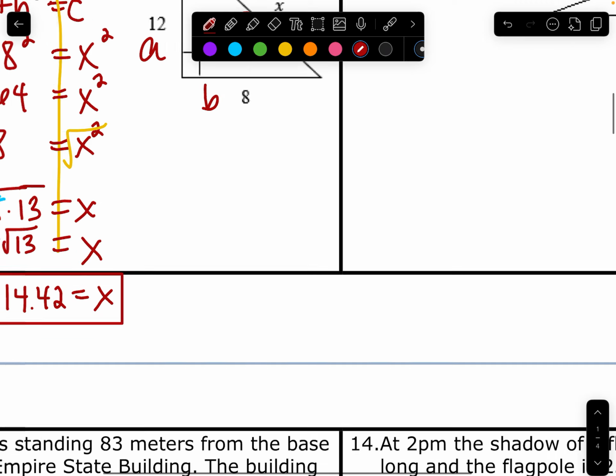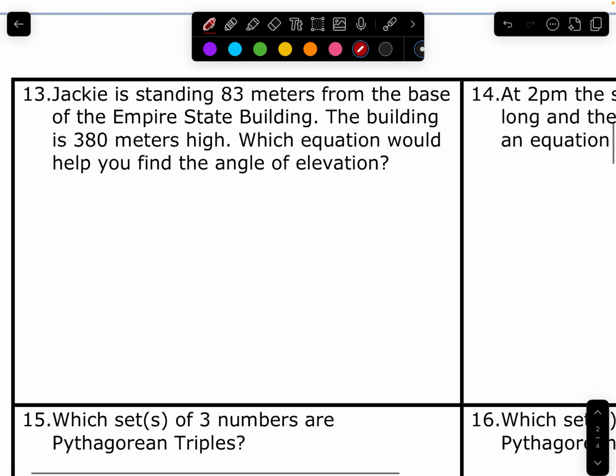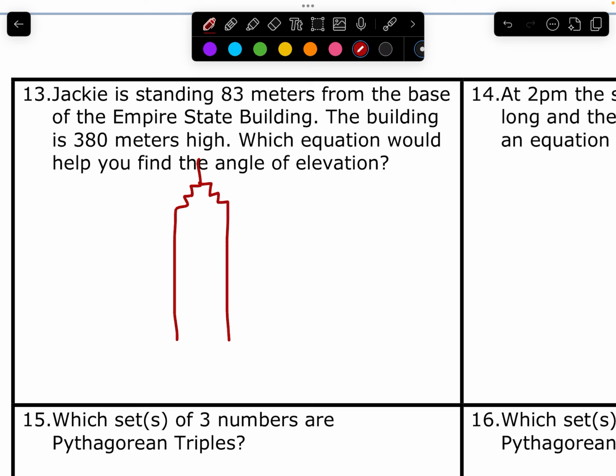Number 13. Jackie is standing 83 meters from the base of the Empire State Building. So I'm going to draw that picture. Okay, there we go, Empire State Building. She's standing 83 meters away. Which equation would help you find the angle of elevation?